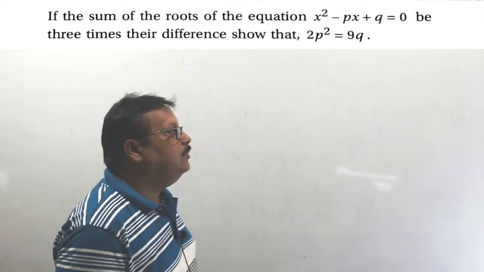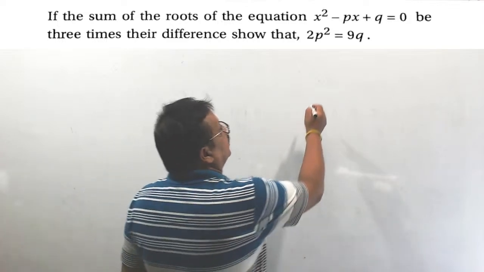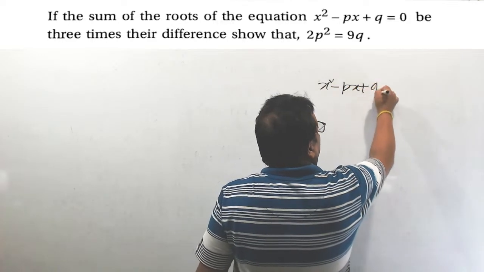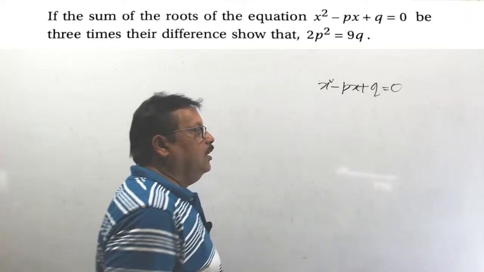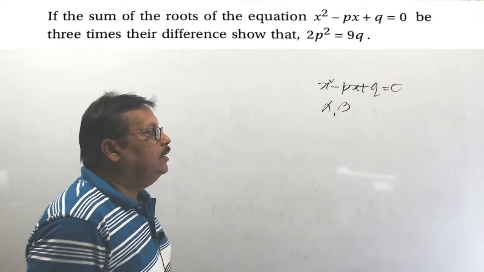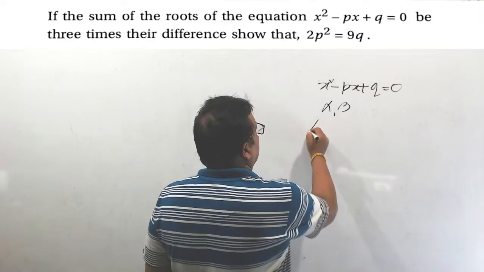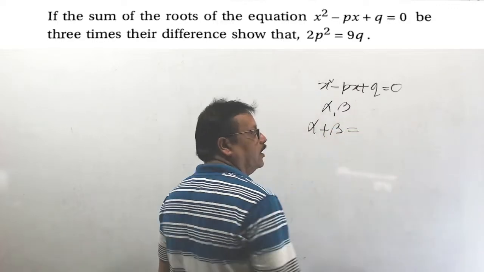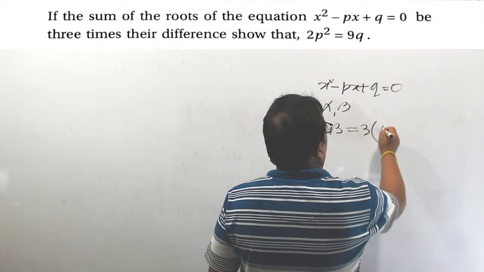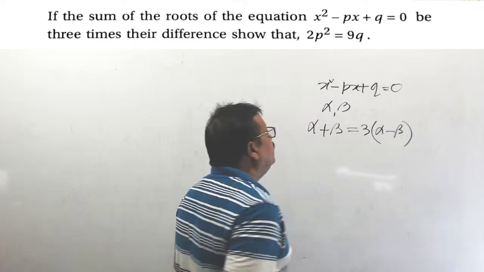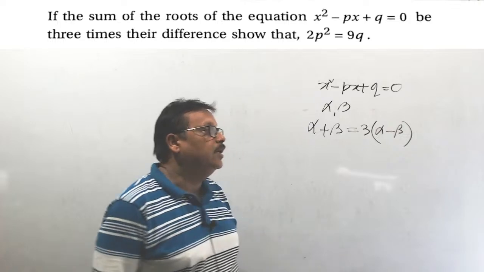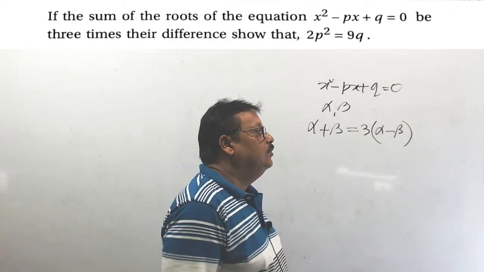Now the problem is, if the sum of the roots of the equation, first you write the equation x square minus px plus q equal to 0. What are the roots? Say alpha and beta be the roots of this equation. If the sum of the roots of the equation be 3 times their difference, this condition is given to you, then you have to prove 2p square is equal to 9q.